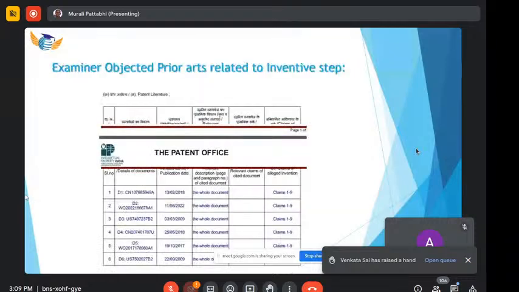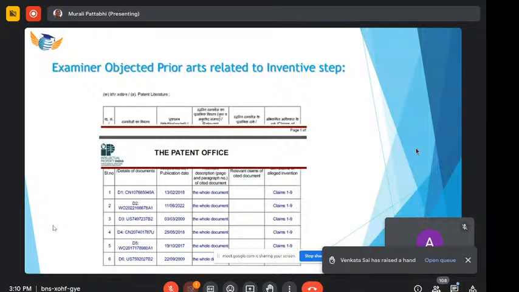As I said earlier, if you see the document details here, D1 is a CN application, D2 is a WIPO application, D3 is a United States application, D4 is again a China application, D5 is again a PCT application, and D6 is a US patent. If you see their publication dates, all were filed before our patent application. We need to check even that.